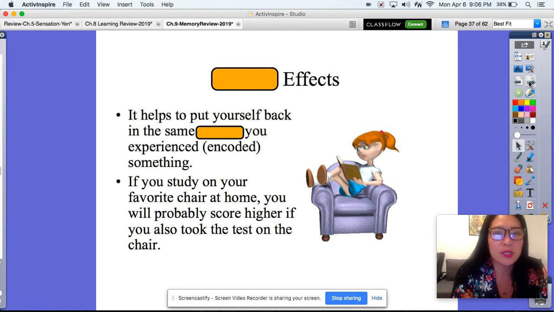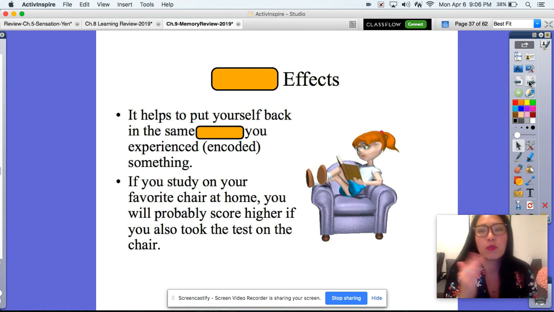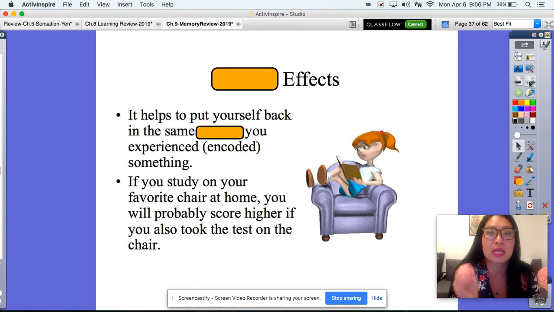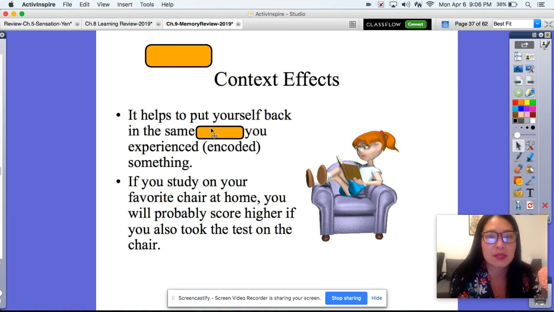Okay, this one is pretty much where you are going to put yourself back in the same situation, same environment that you first learned the material. And this is one of the examples we talked about: don't use the vocab word within itself. So this one is called context effect.